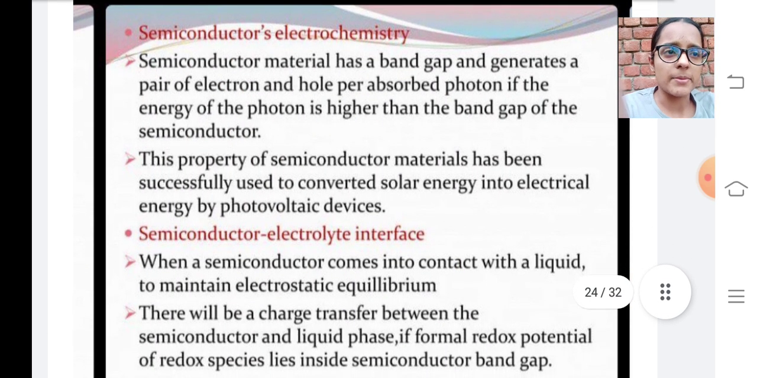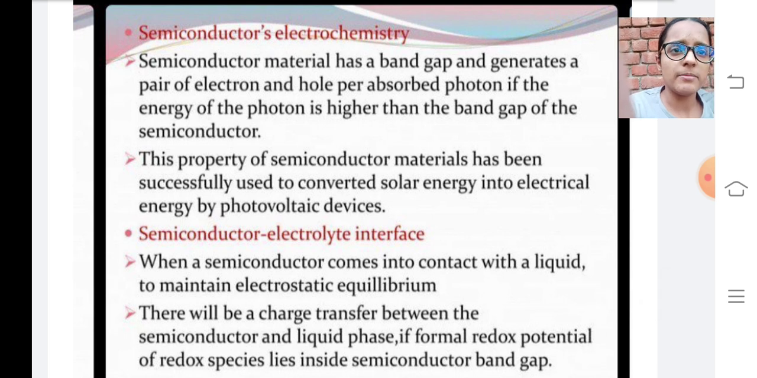Semiconductor electrochemistry. Semiconductor material has a band gap and generates a pair of electron and hole per absorbed photon if the energy of the photon is higher than the band gap of the semiconductor. This property of semiconductor material has been successfully used to convert solar energy into electrical energy by photovoltaic devices.